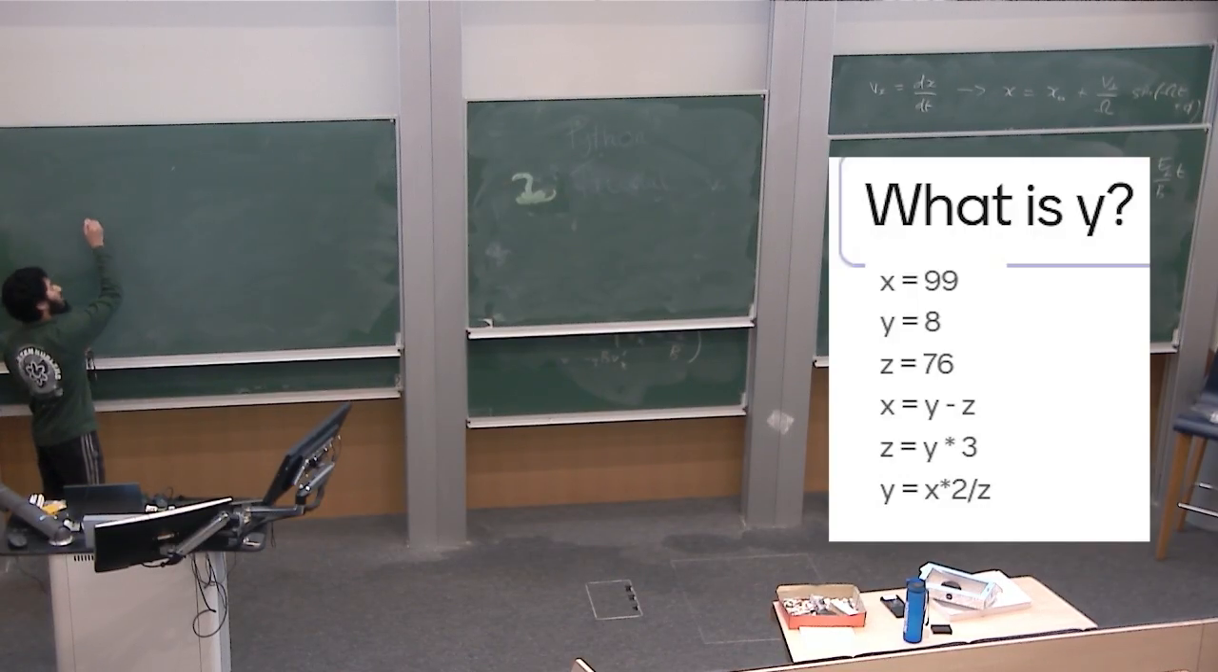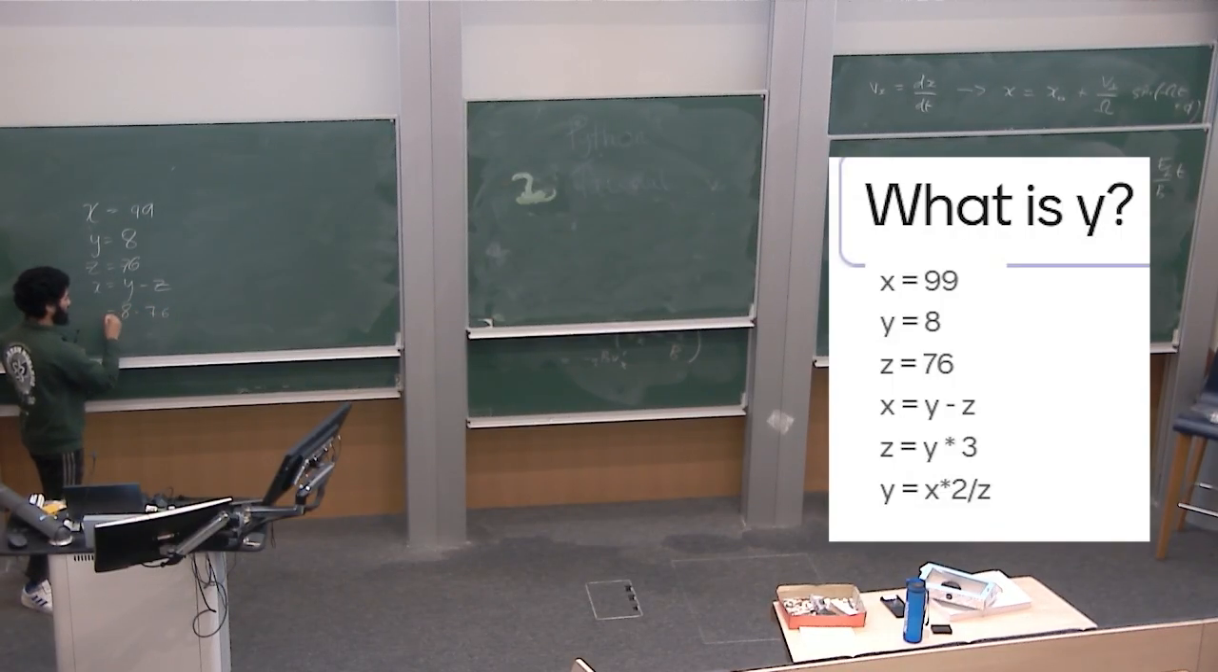Okay, let's work it out properly. So x is set to 99 at the start. Y is set to 8. And z is set to 76. Then x is equal to y minus z. Y is equal to 8. Z is equal to 76. So this is just 8 minus 76. That is just minus 68. Okay, so x is minus 68 at the moment.